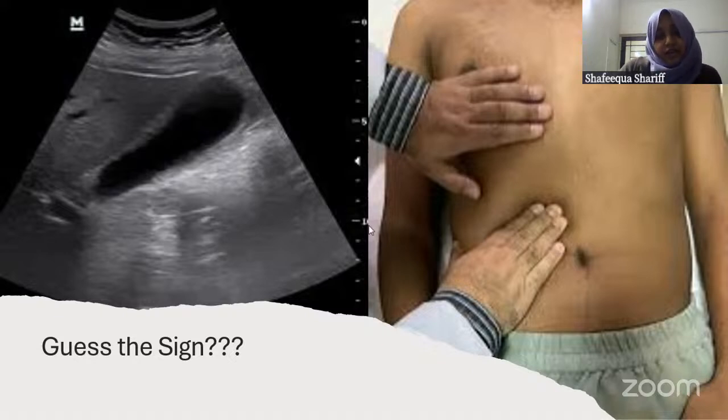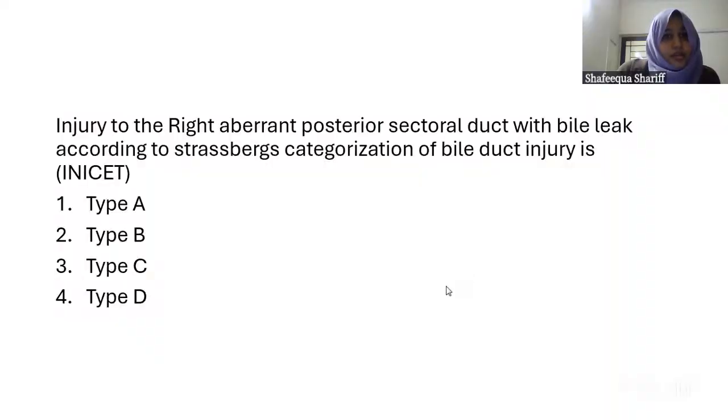So this is a very famous sign related to the gallbladder. I'm sure you'll know it. I hope you'll put in the answers there. So we'll start off with a very initial recall. The question goes like: the injury to the right aberrant posterior sectoral duct with bile leak, according to the Strasbourg categorization of bile duct injury, is.